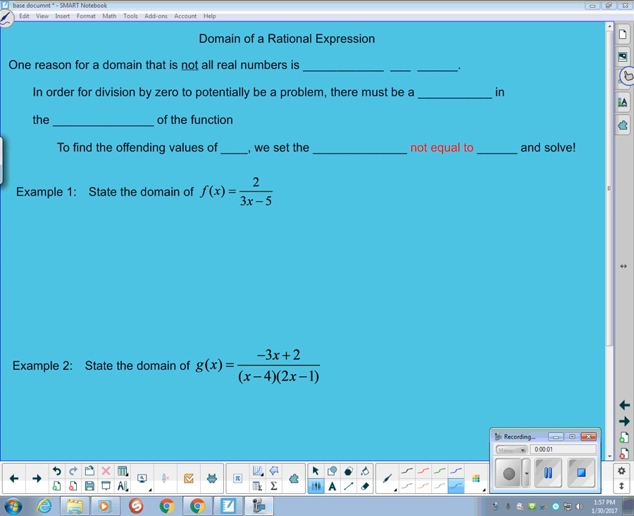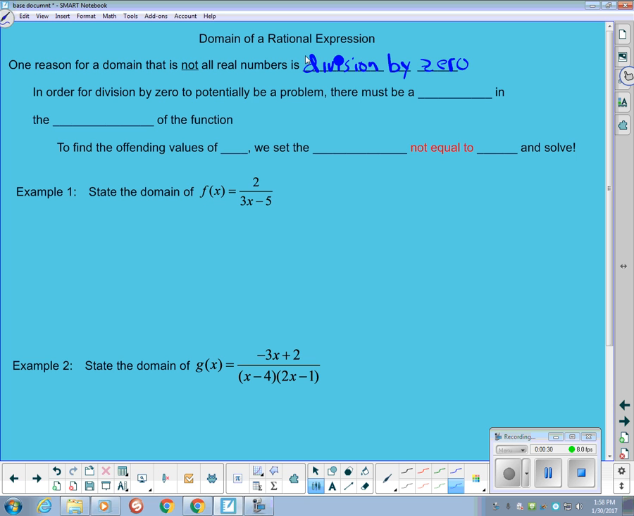All right. In this video today, we're going to be talking about finding the domain of a rational expression. This is, in our rational expressions, one of the first places we've come across domains that were not all real numbers. And one reason for a domain that is not all real numbers is division by zero. We were told in elementary school that we could not divide by zero, and we still cannot divide by zero.